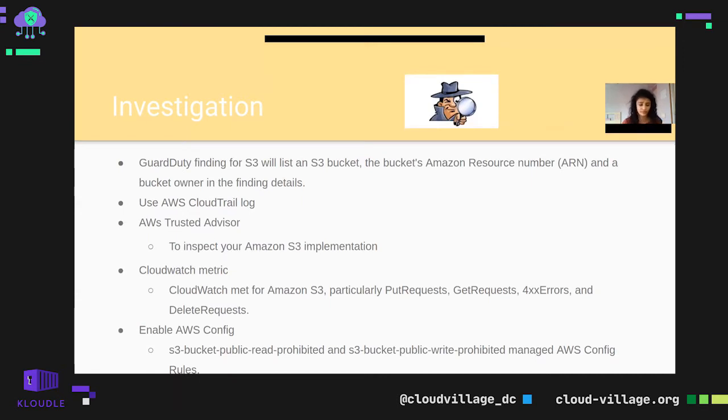Now you've got to know, hey, this happened. Now how do you investigate, or what configuration or what services can be used? GuardDuty helps by listing the S3 bucket and bucket ARN, and even the bucket owner, in the finding details.